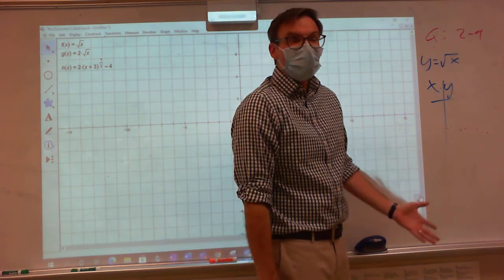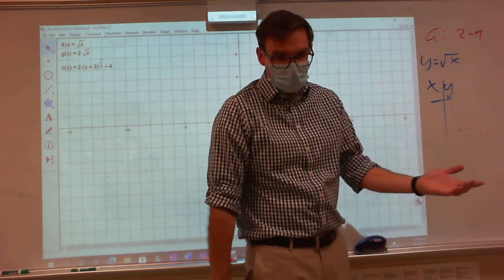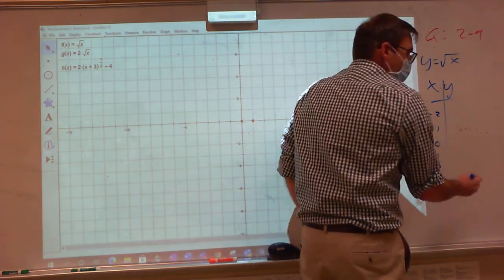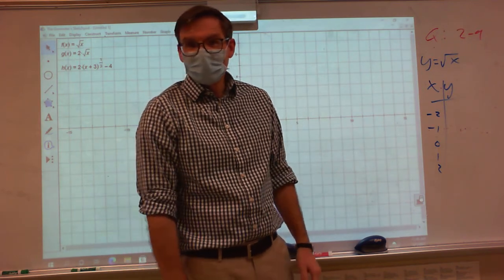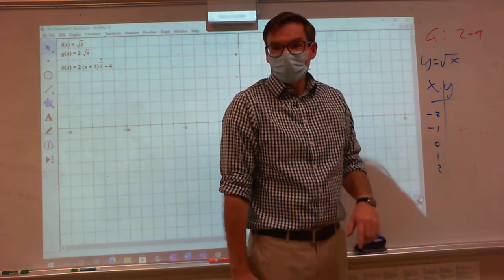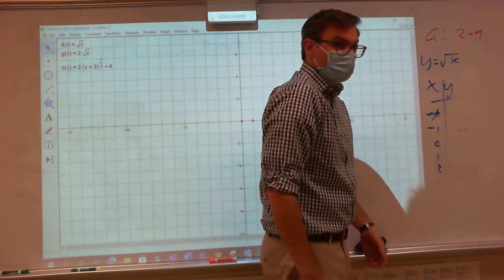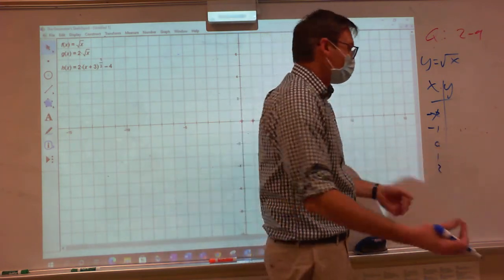So the problem is a lot of times when people make an XY chart, they pick the same values. They always pick like -2, -1, 0, 1, 2, right? Well, I'm going to have some issues with that. One issue is, can I take the square root of -2? No, so this one doesn't work. You really can't take the square root of -1 either. We're not using imaginary numbers.